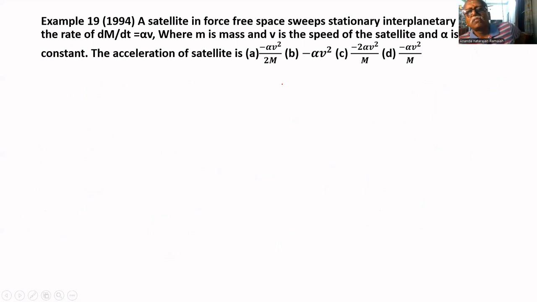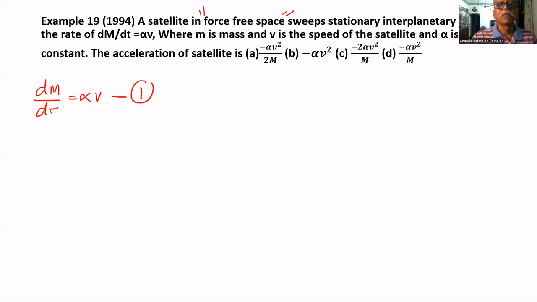A satellite in force-free space sweeps stationary interplanetary dust at the rate of dm by dt equal to alpha v, where m is the mass and v is the speed of the satellite and alpha is a constant. The acceleration of the satellite is asked.